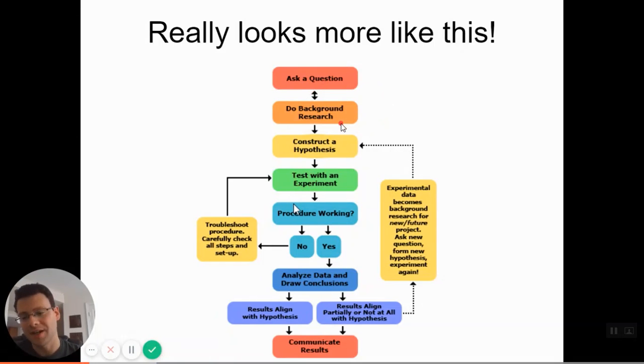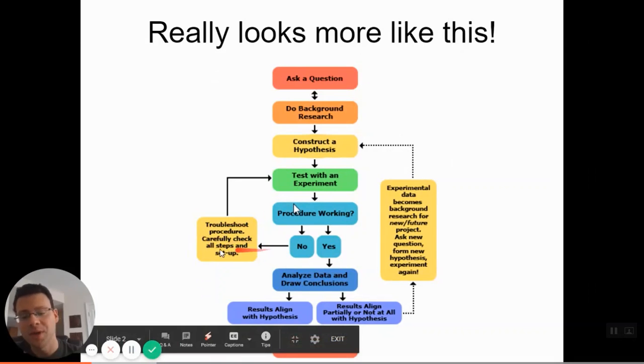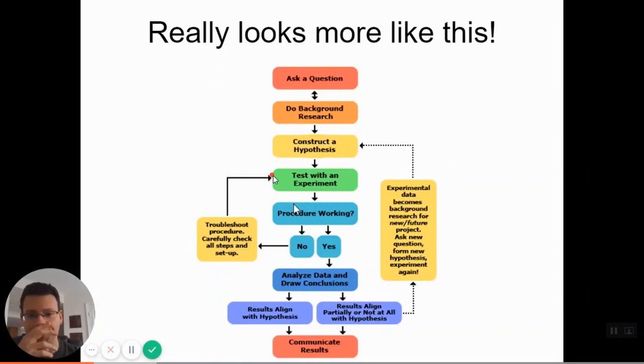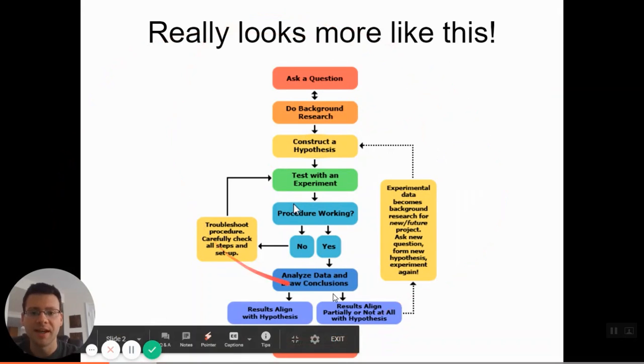So it looks kind of more like this, where you might have an issue and you have to go back to an earlier part of your experiment, and that can happen multiple times. So it's kind of like a circular thing where you're going around and around and you redo things and then you go back through it and you recollect data and stuff like that. I just wanted to point that out, which is why this slide is here.